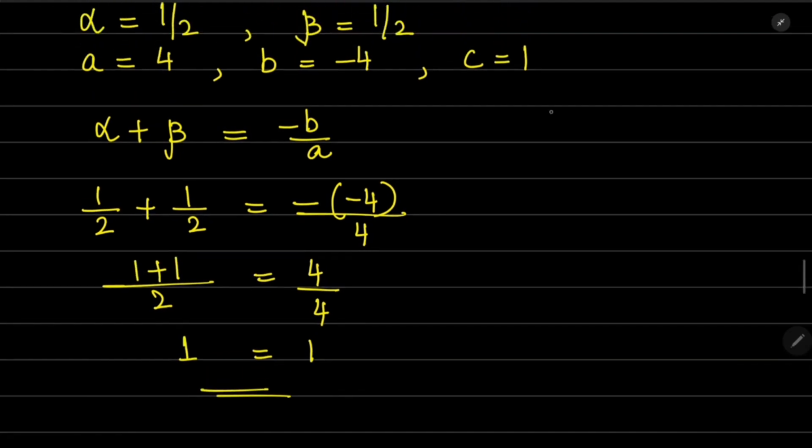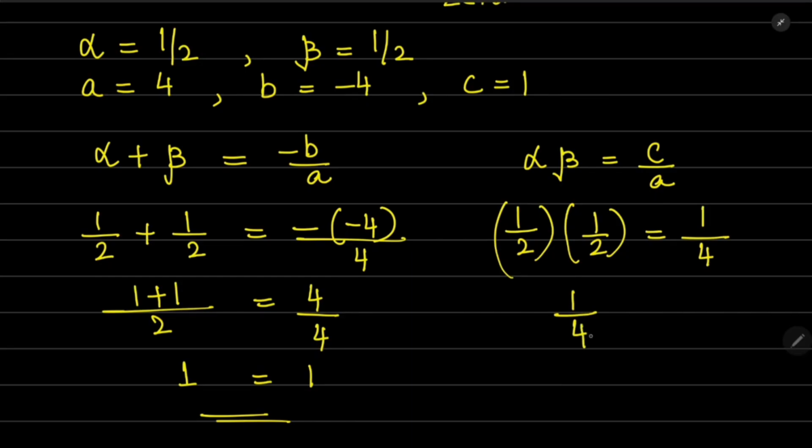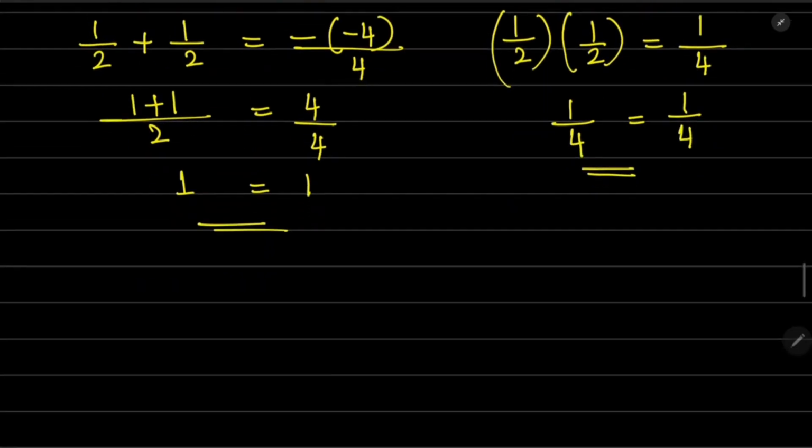The second part, whether the product of the zeros is equal to C by A. So what is alpha? Just replace 1 by 2 multiplied by 1 by 2 should be equal to C by A. C is 1 divided by A is 4. Yes, 1 by 2 into 1 by 2 is 1 by 4, which is equal to 1 by 4. So hence verified. We have done the second question the same way.